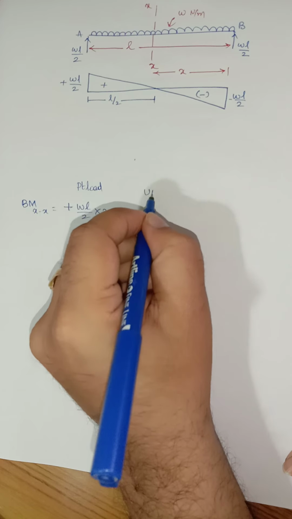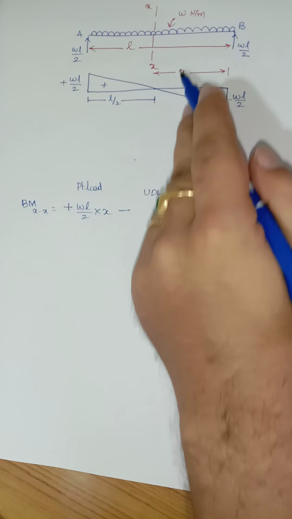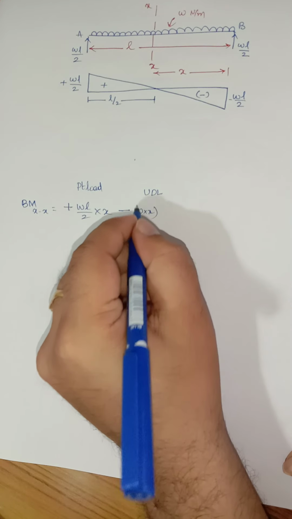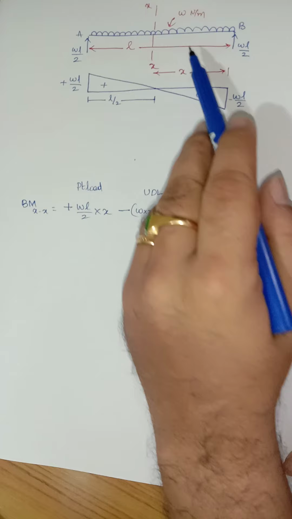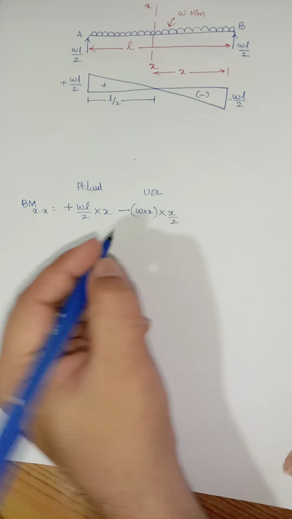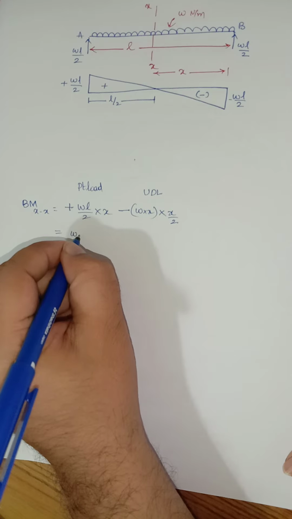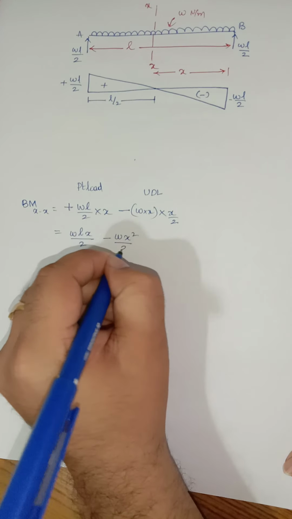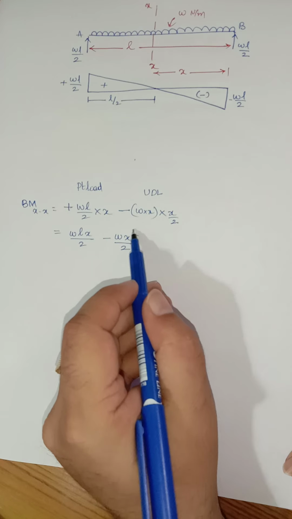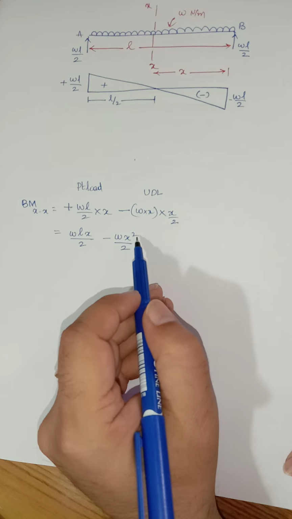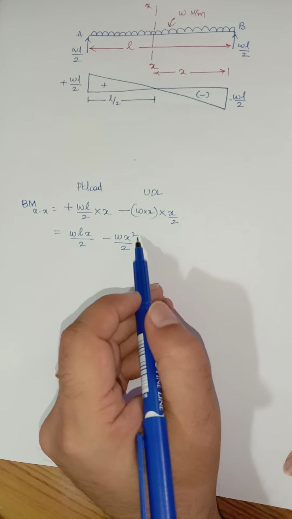And now I'm writing it for UDL. W multiplied by X is the intensity of load. W into X multiplied by, at what distance will it be acting? Exactly at the distance of X by 2, multiplied by X by 2. So this is equal to WL multiplied by x divided by 2 minus W x square divided by 2. Here you can see it is a second degree quadratic equation. Hence the variation of the bending moment diagram will be a parabola.